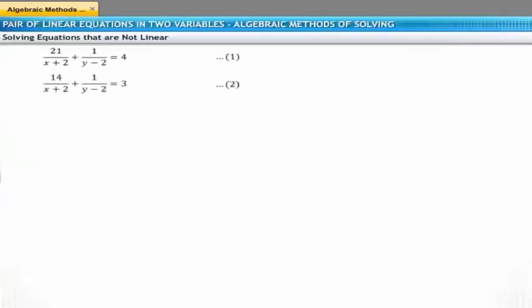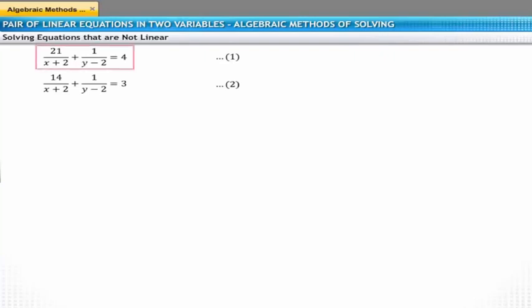Consider this pair of equations. These equations are not linear. So, how do we solve such equations? Equations like these can be reduced to linear equations. Let's see how.